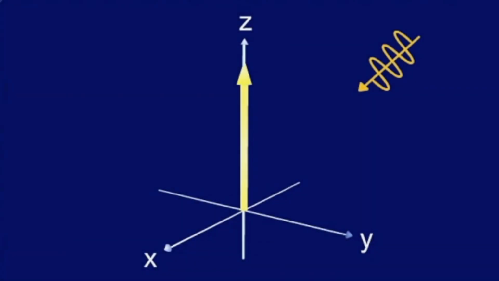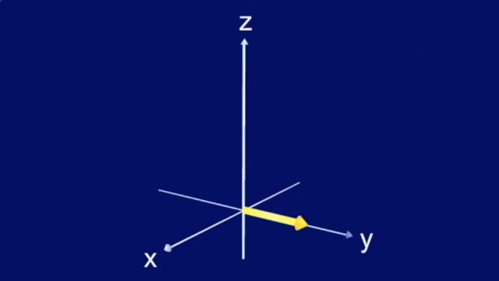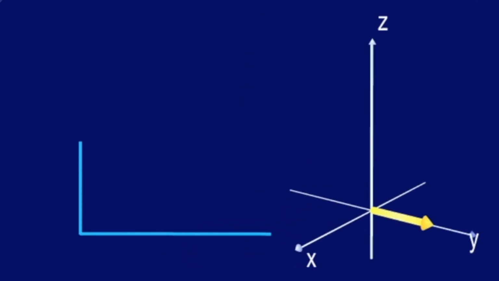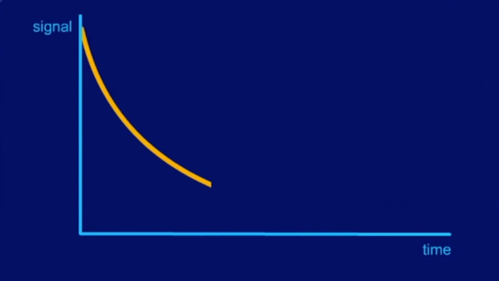First, we sent in a 90-degree pulse, resulting in some transversal magnetization. Immediately after the 90-degree pulse, we have a maximum transversal magnetization. However, this transversal magnetization disappears due to T2 effects. How fast transversal magnetization disappears can be seen from a T2 curve.